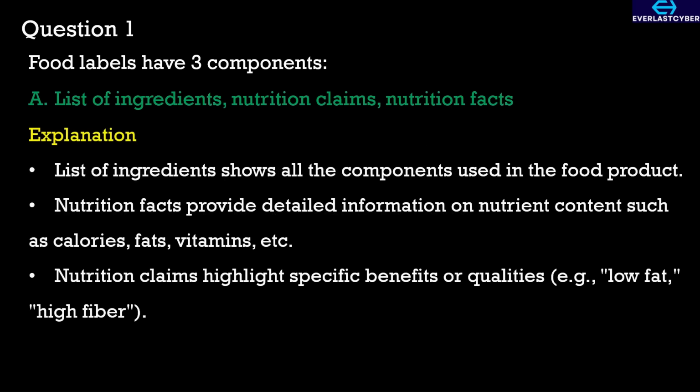For this, we'll be going with option A. Food labels contain the list of ingredients, which shows all the components used in the food product. It also contains nutrition facts, and this provides detailed information on the nutrient contents such as calories, vitamins, and fats. It also has nutrition claims, highlighting specific benefits or qualities such as high fiber or low fat. This is why we're going with this option: list of ingredients, nutrition facts, and nutrition claims.